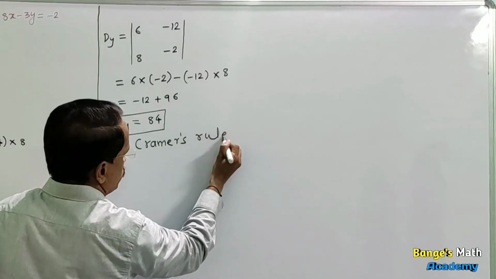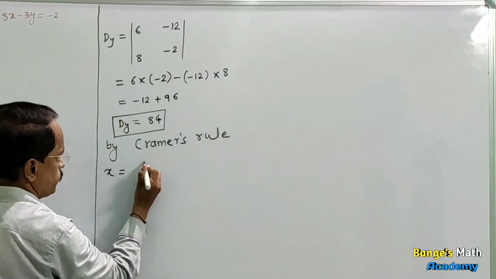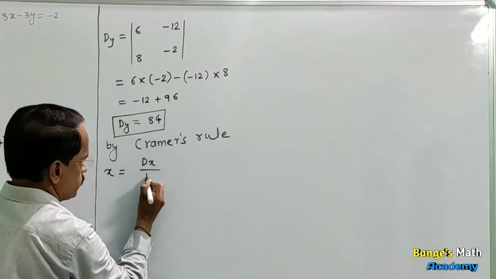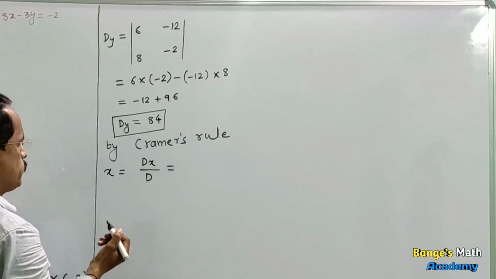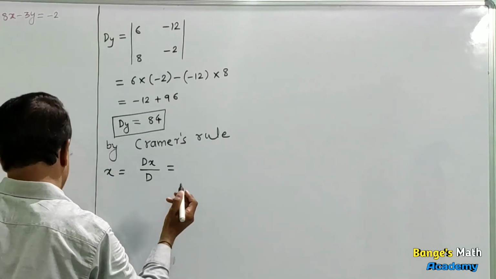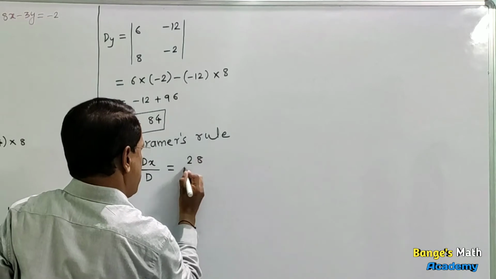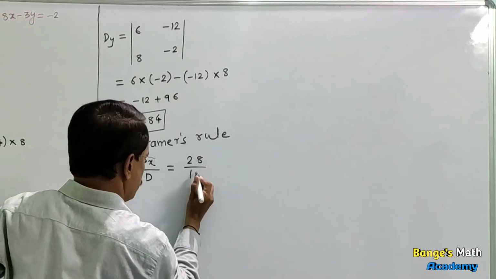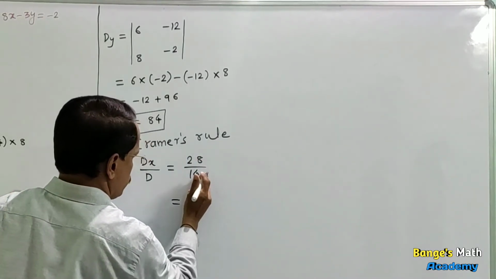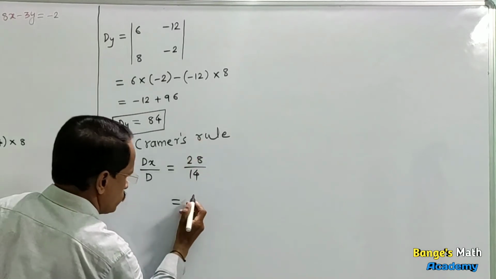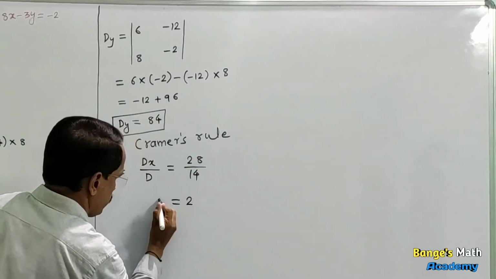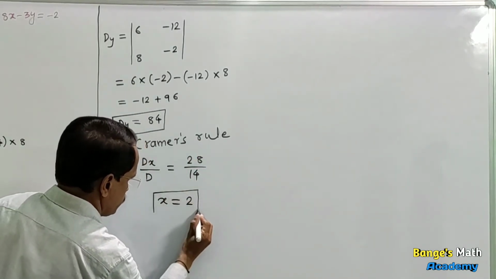Then by using Cramer's rule, x is equal to dx upon d, which is the value of dx, 28, upon the value of d, 14. By cancellation, 14 1s are 14, 14 2s are 28. We get the value of x is 2.